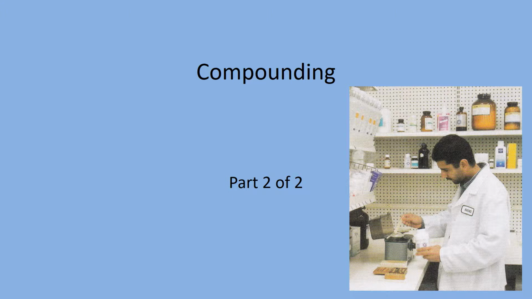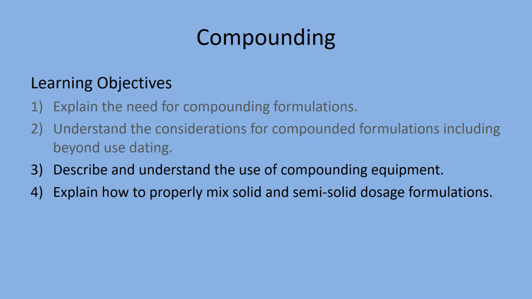So in part 1 we talked about the reasons for compounding and we started getting into beyond use dating and some of the equipment. So in part 2 we'll continue on, talk a little bit more about the equipment, and we'll get into some of the procedures on mixing different dosage forms.